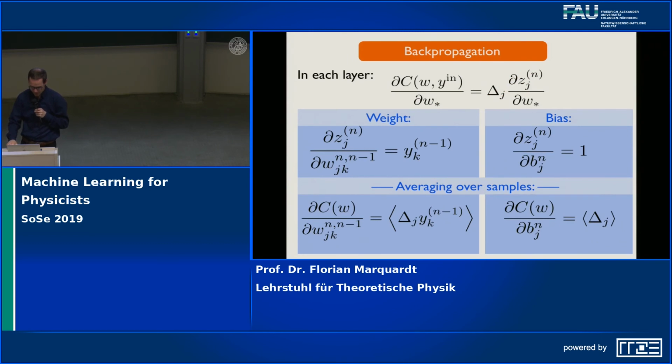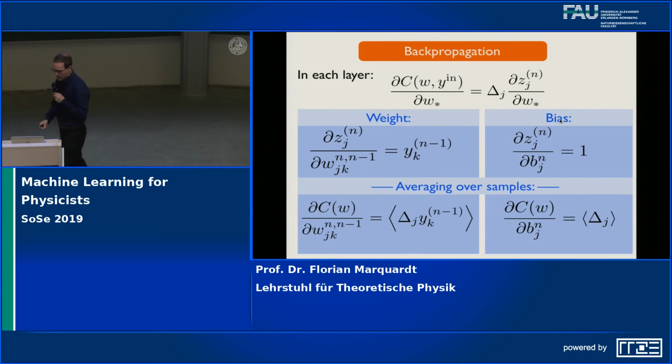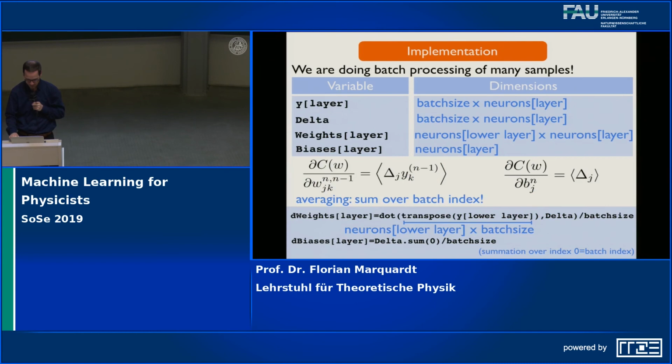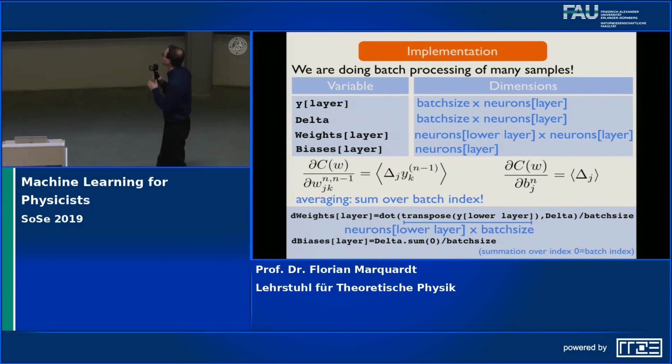Okay. So I guess this slide is just as a summary. What happens in each layer, how you update the weights and the biases. This is more for reference. So now if you want to really implement this, maybe it's nice to see how it's really done.